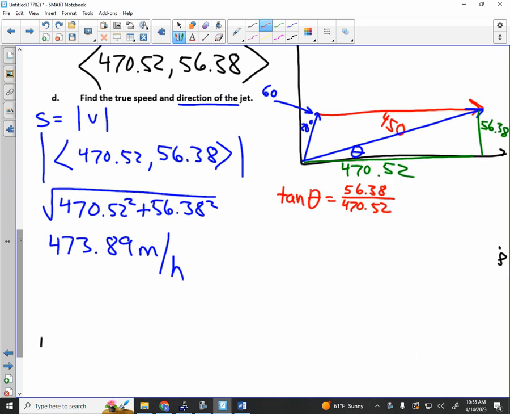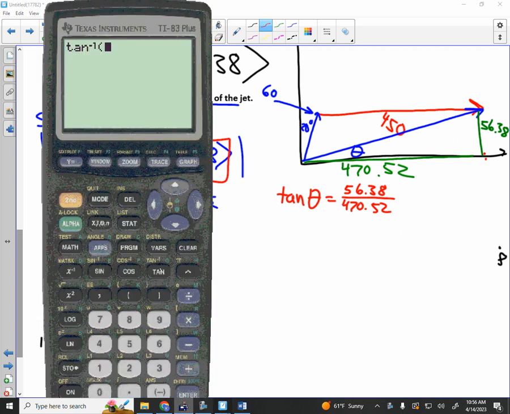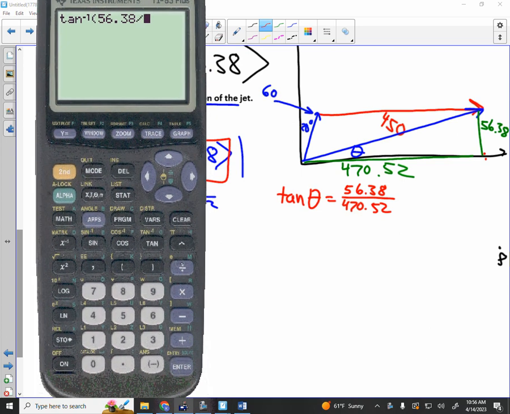473 is the hypotenuse. See it? No? So we go back to this. This is our horizontal. This is our vertical. This hypotenuse here is the 473. Okay? We take the tangent inverse of 56.38 divided by 470.52. We get a grand total of 6.83.